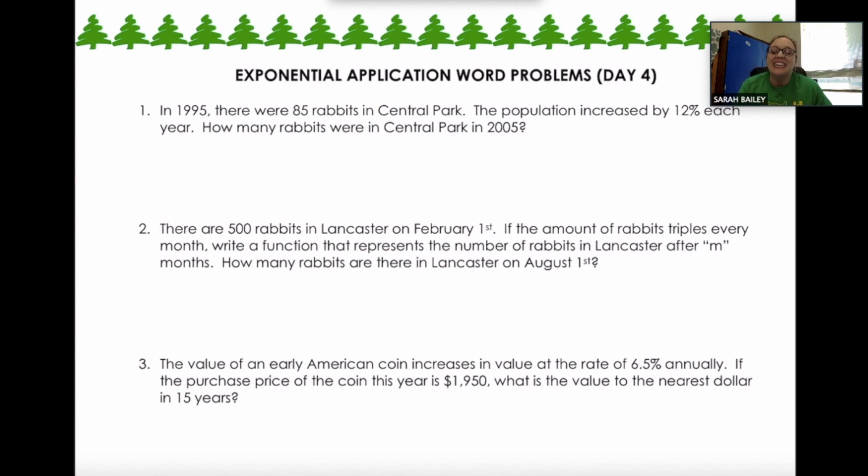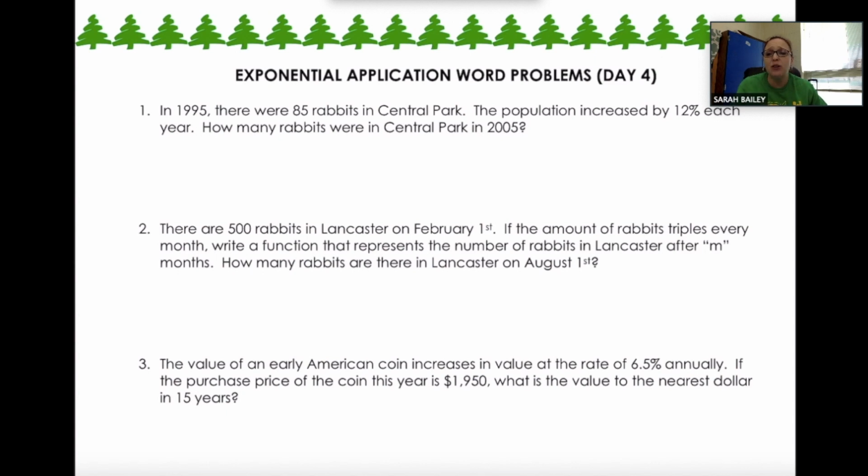Hey guys, in today's lesson, we're just going to do some more practice problems, specifically with word problems. Some of these are exponential growth and some are exponential decay, and you'll just have to determine which one is which, depending on the situation. I'm just going to do a few of these with you, and then you're going to practice on your own.